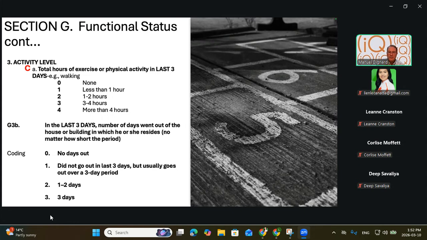Okay, so you're going to ask both the resident and the staff about their activity over the last 3 days, and then you're going to total up the time. It doesn't have to be all in one block. We're looking for a cumulative total. We're not going to ask them to do 3 hours of exercise at one time, but if they did a half hour, 20 minutes in the morning, 20 minutes in the afternoon, 20 minutes in the evening over 3 days, then we have 3 hours.